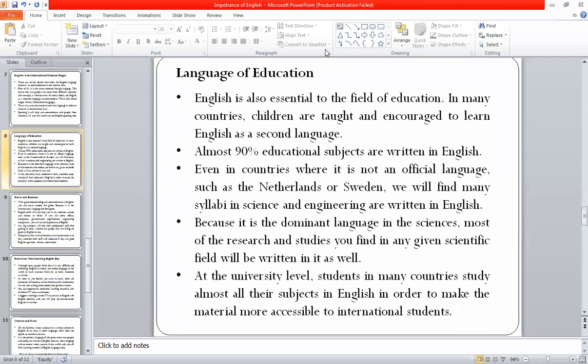Then almost 90% of educational subjects are written in English. So we know that you are studying professional courses, you are in the second year of civil engineering. So you know that your education and your syllabus are in the English language. The language of education that we are using is English.